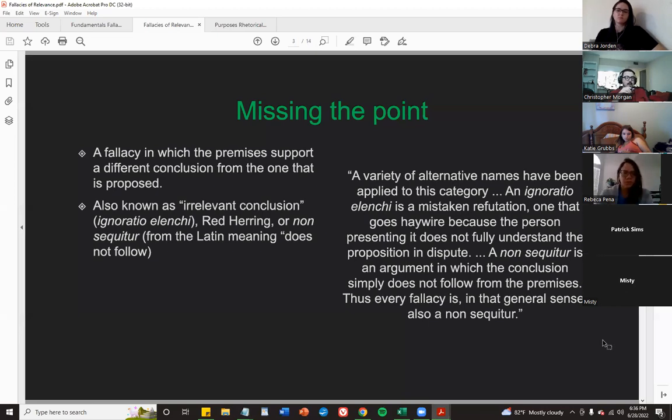Or non sequitur, right? The difference between non sequitur and ignoratio elenchi is one is Latin and one is Greek. But an ignoratio elenchi is a mistaken refutation, one that goes haywire because the person presenting it does not fully understand a proposition in dispute. A non sequitur is an argument in which the conclusion simply does not follow from the premise. Thus, every fallacy is, in the general sense, also a non sequitur.